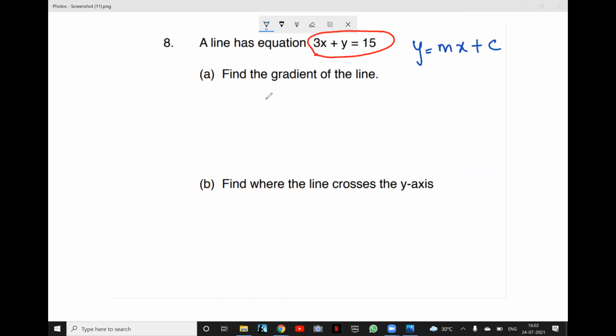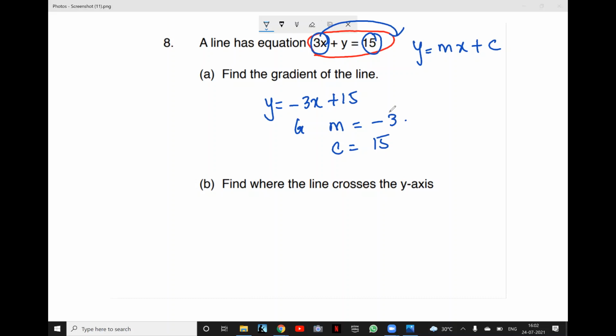So what I will be doing, y is already there. This, I need to take it on the right side. So plus 3x will become negative 3x. And this is already on the right side, which is plus 15. So what is my gradient over here? That is, what is my m over here? It is negative 3. And what is my c over here? It is 15. Are you all clear?